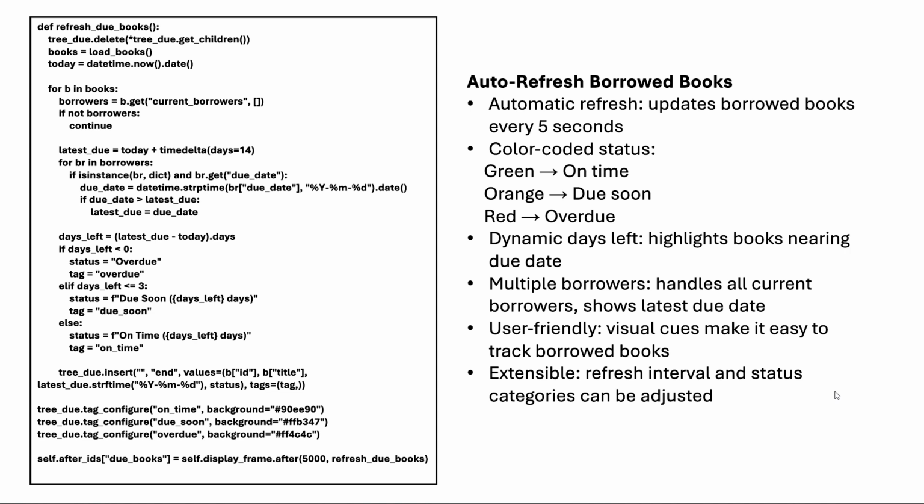Next will be the auto refresh borrow books. From this code, we can know that it's to make tracking borrow books easier. The system automatically refreshes every 5 seconds. Books are color coded based on status. Days left are shown dynamically, and it handles multiple borrowers while remaining user-friendly and adaptable. Next.